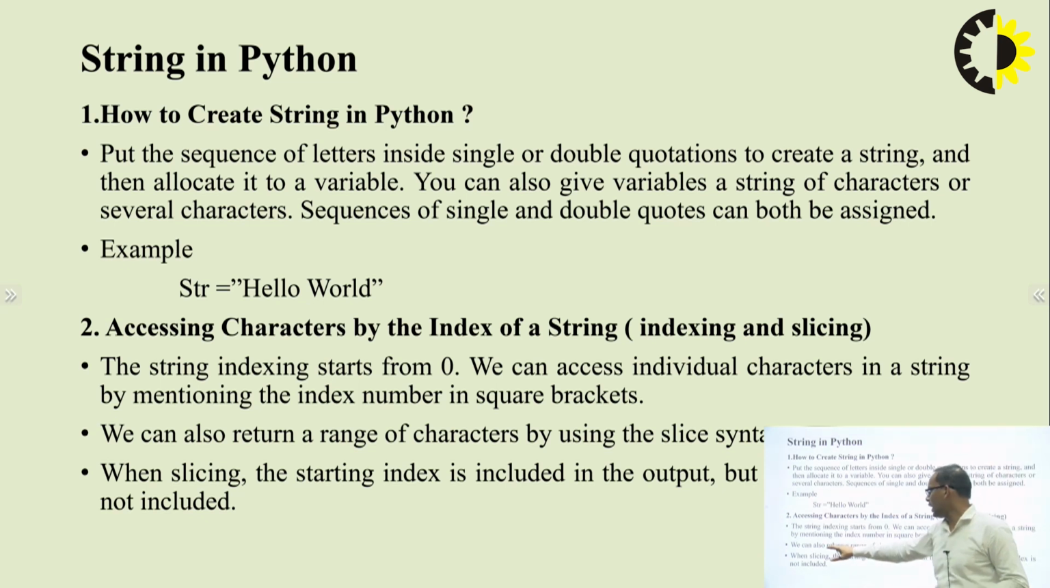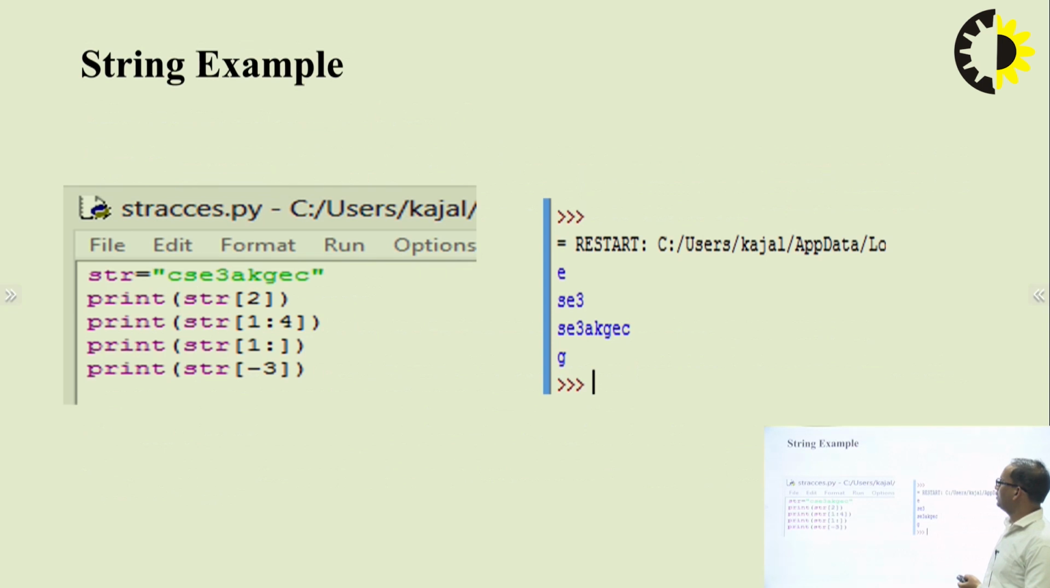Okay, so we can also return a range of characters by using the slice syntax. Suppose we have to extract a substring, like extracting ELL from this string. Here the index of E will be 1, and counting 1, 2, 3, 4, one extra will be added. So with 1 to 4, ELL will be extracted. We will see an example over here.